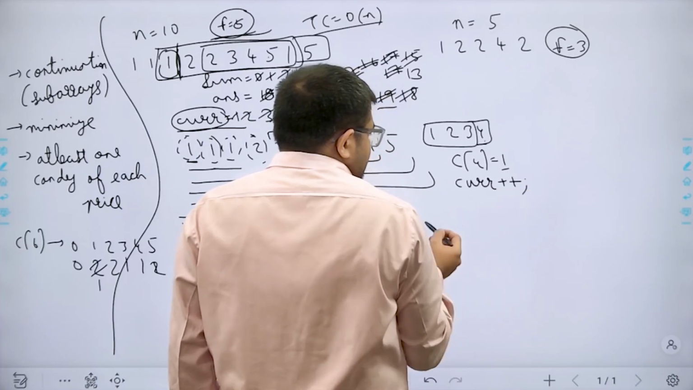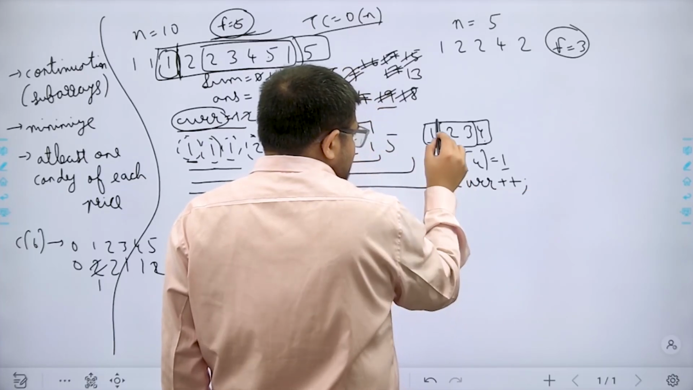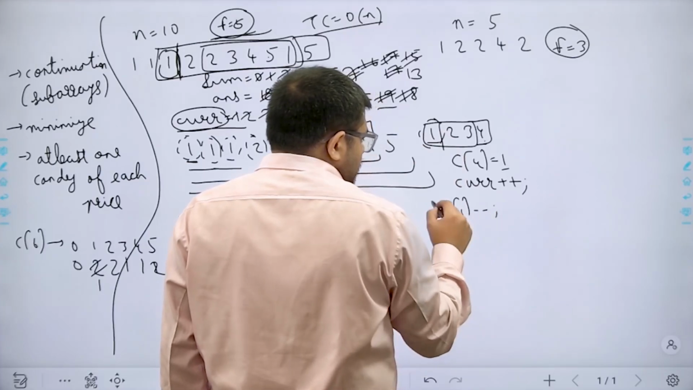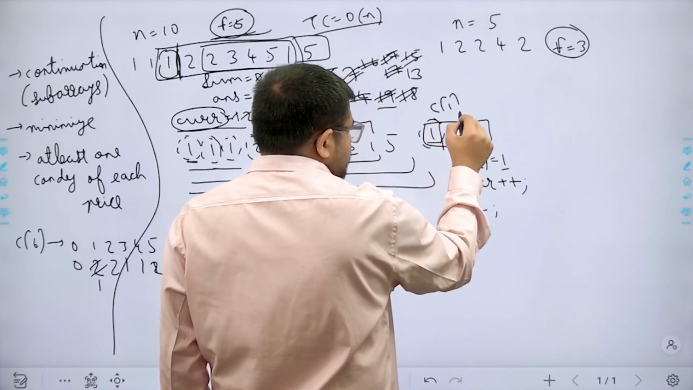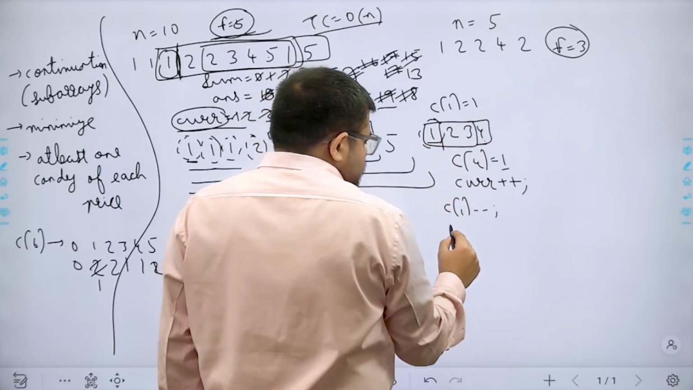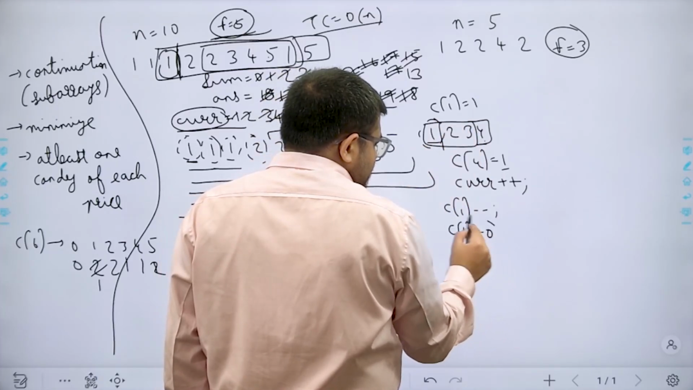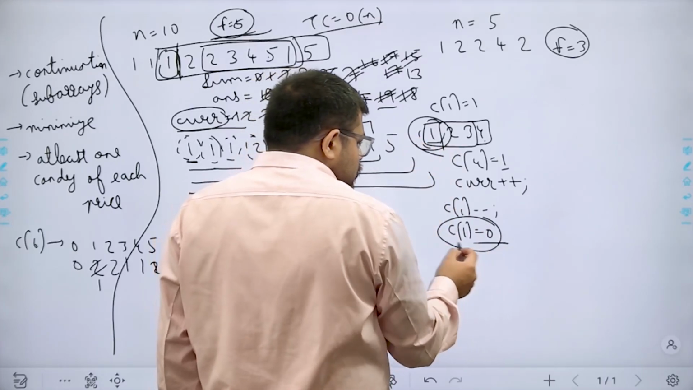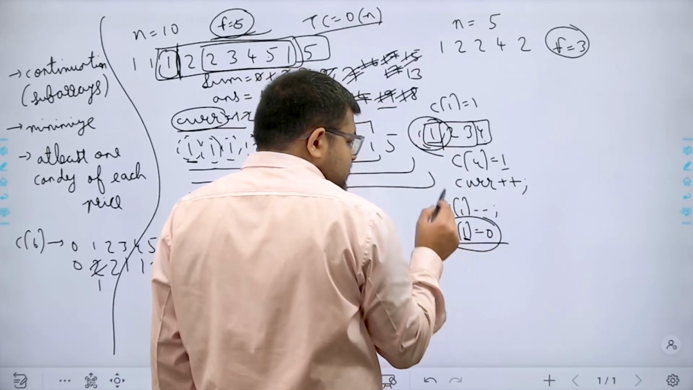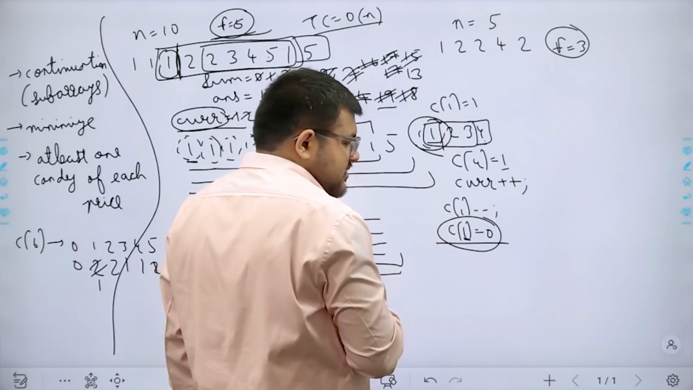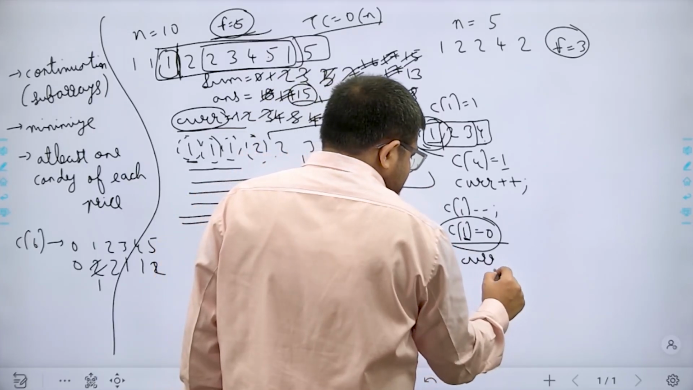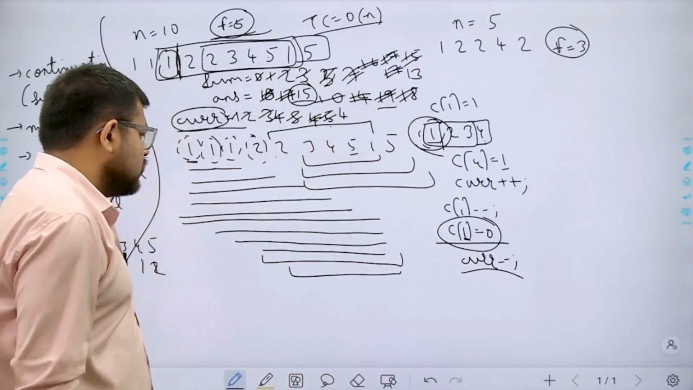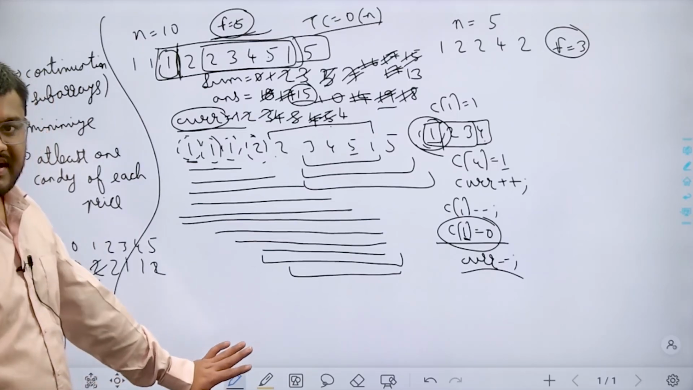And whenever I decrease a subarray, for example I remove this element, then I will say count of 1 minus minus. Now count of 1 was 1 only in this subarray. So whenever count of a particular element becomes 0 after removing that element, it means now there are no elements of this price remaining in the current subarray. So in that case I will say current minus minus, that is the current unique elements in my subarray. So this will be done in constant time in this way.